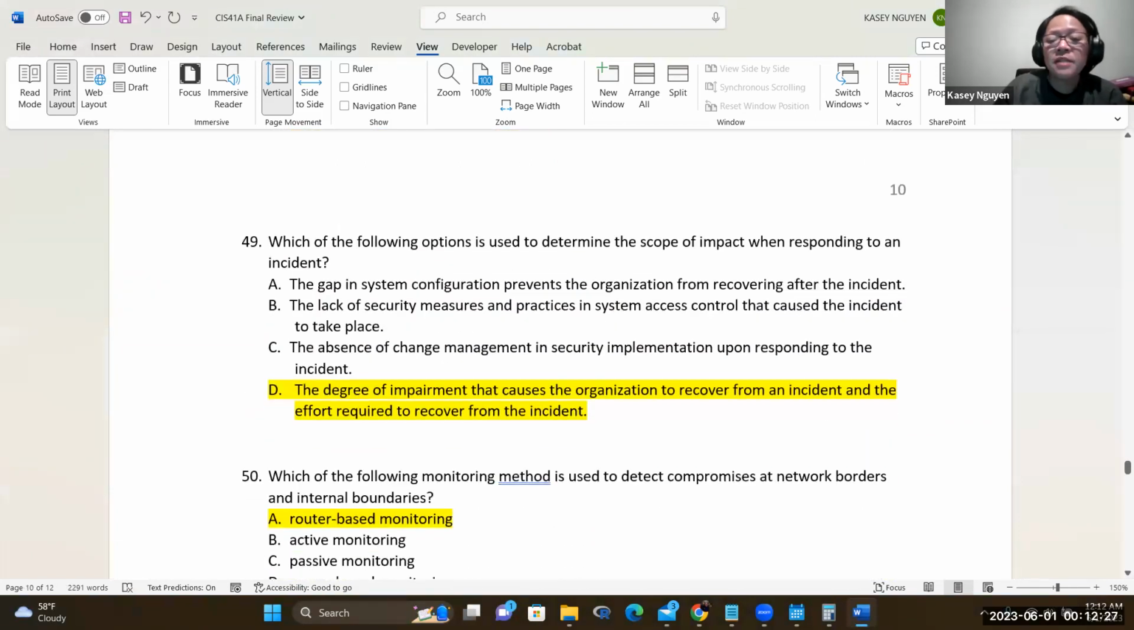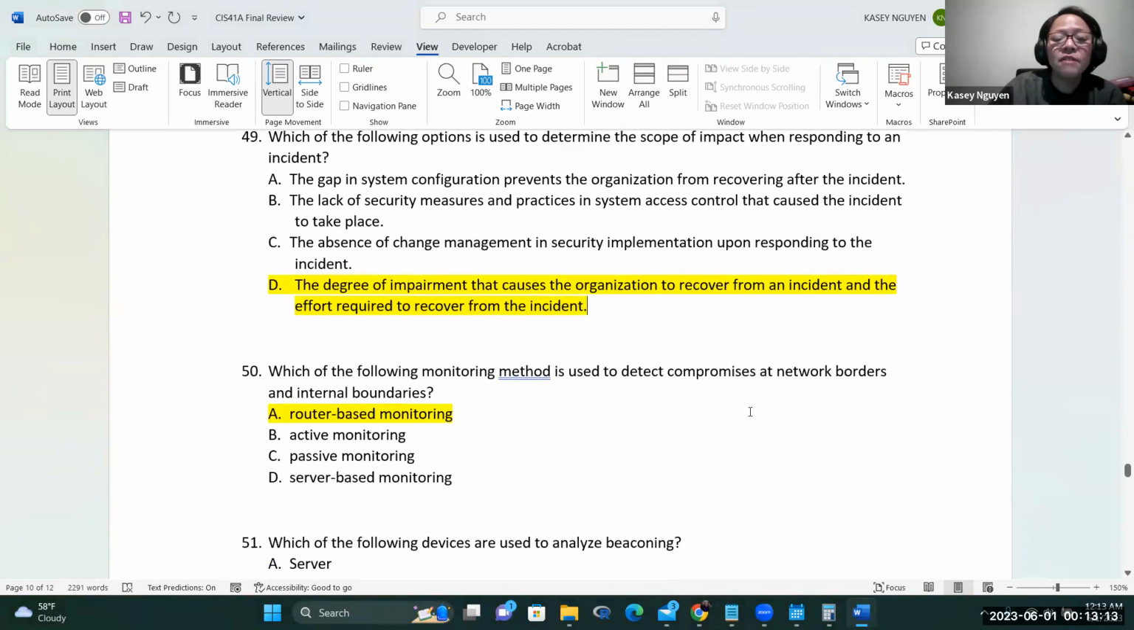49. Which of the following options is used to determine the scope of impact when responding to an incident? And that is the degree of impairment causing the organization to recover from an incident and the effort required to recover from the incident. So how much do they need to recover and how long, right? And the impairment is the gap or the lack in certain areas. As you're looking at the other options, they're very close in the way the wording is. But overall, we have to take a look at the effort in recovery and how they can recover from the incident. So that is going to be the scope of impact.